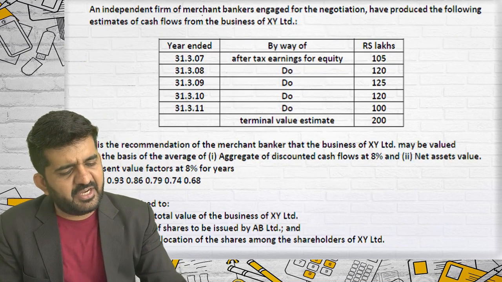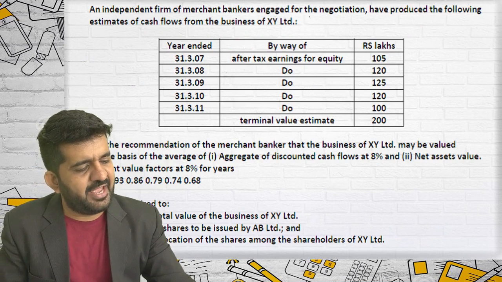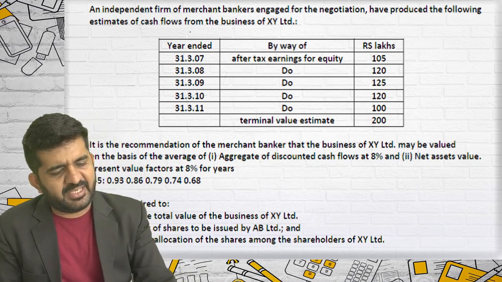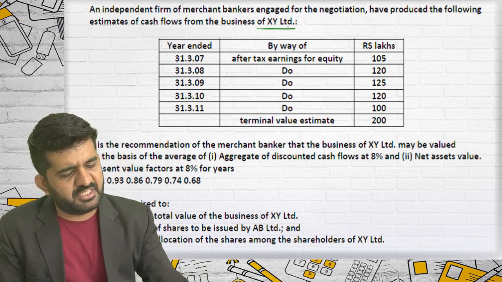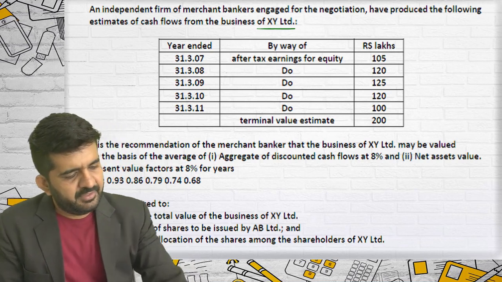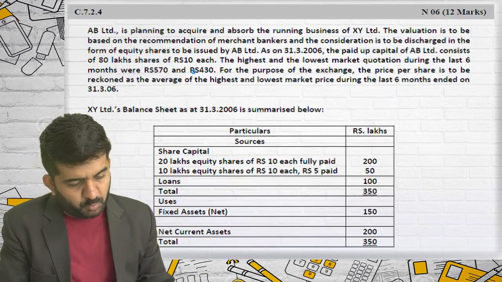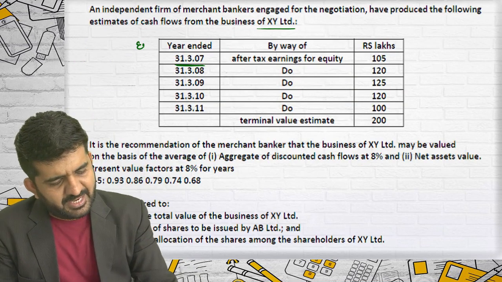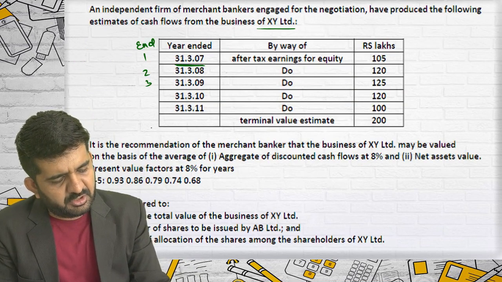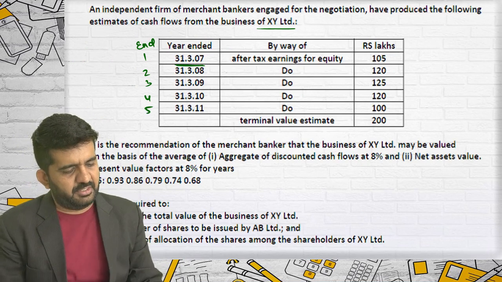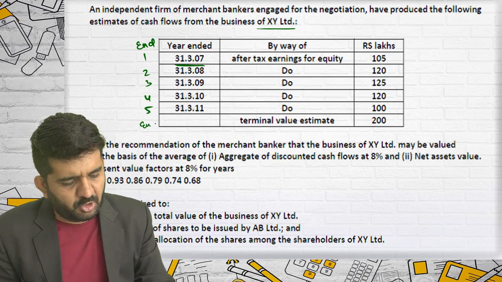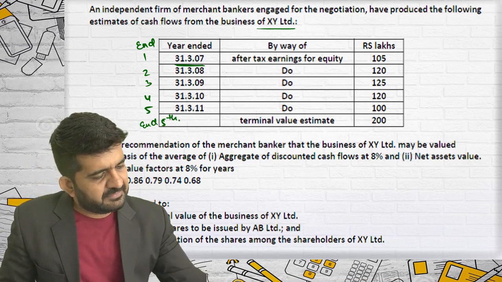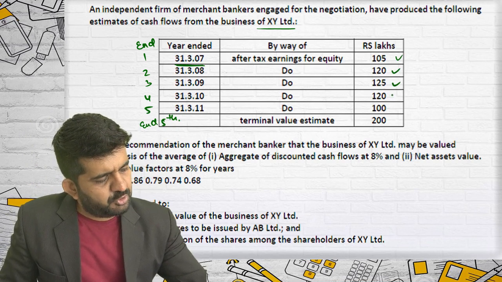An independent firm of merchant bankers engaged for the negotiation have produced the following estimated cash flow for the business of XYZ Limited. 31st March 2007. This was 2006? Yes. So this is at the end of 1 year, 2 year, 3 year, 4 year and 5 year. Terminal value will also be at the end of 5th year. Terminal value is scrap value. These are the cash flows given? Yes.